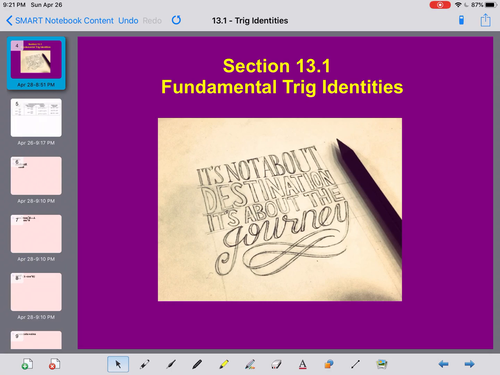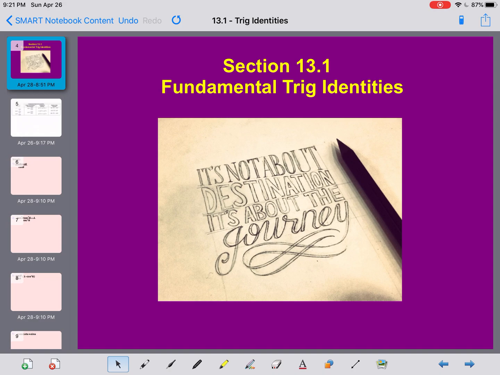Welcome to chapter 13. We're going to spend a few days on sections 13.1 and 13.2. It's all about trig proofs. I have this quote up here. It's not about the destination, it's about the journey, because I want you to remember as we're going through these that it's not just about getting the right answer.